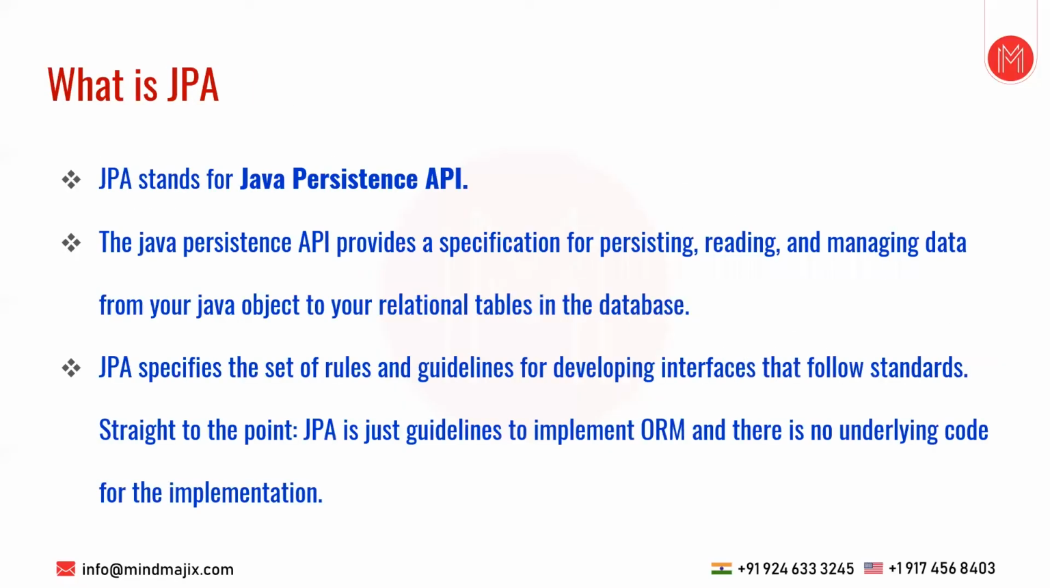So let's begin with our first topic, that is what exactly is JPA. JPA stands for Java Persistence API. Before going to know more information about JPA, we need to recap our knowledge on ORM. ORM, the full form is Object Relational Mapping. Object Relational Mapping is simply the process of persisting any Java object directly into a database table.